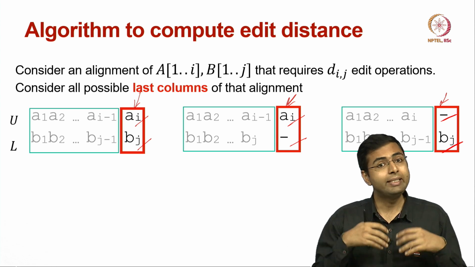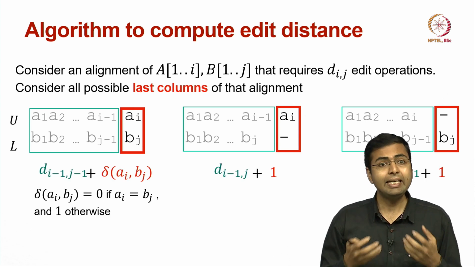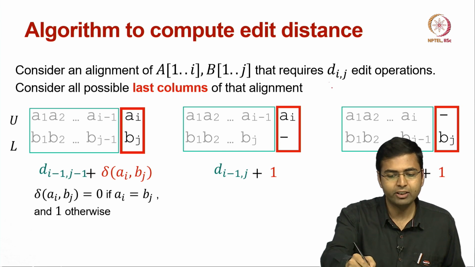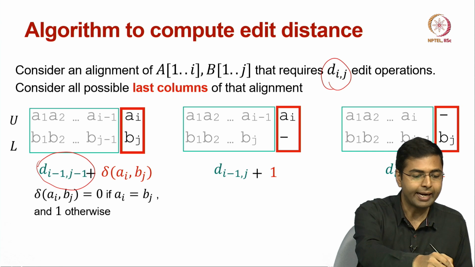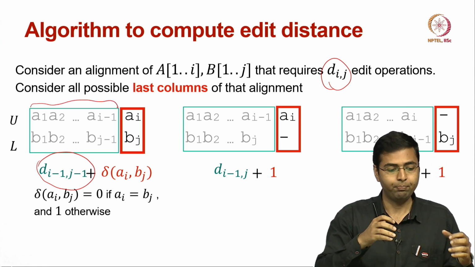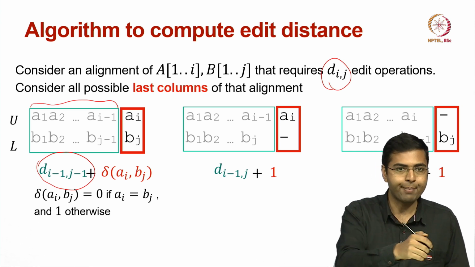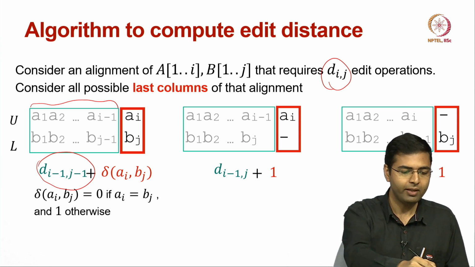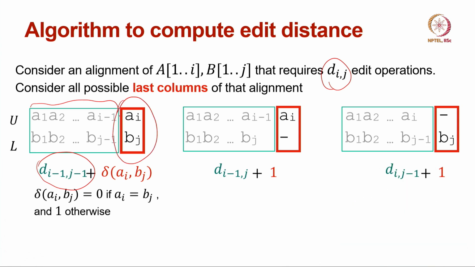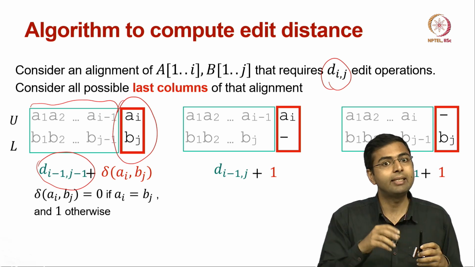Now, given that there are only these 3 possibilities, we can easily see that the value of d(i, j) must be either d(i-1, j-1), that is the best possible way in which you can align prefix of sequence A ending at i-1 to prefix of B ending at j-1, plus an additional edit operation that you may need for aligning a_i to b_j. So, that will depend on whether this is a match or a mismatch. If it is a match, then there is no edit operation needed, but if it is a mismatch, then there is a substitution operation needed.